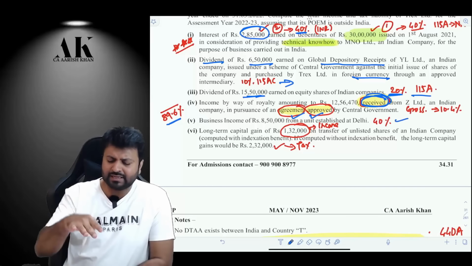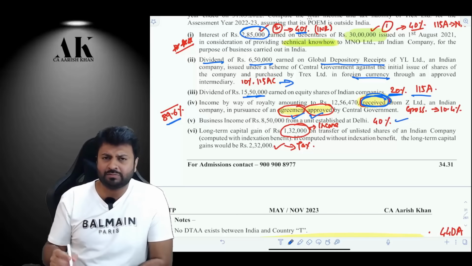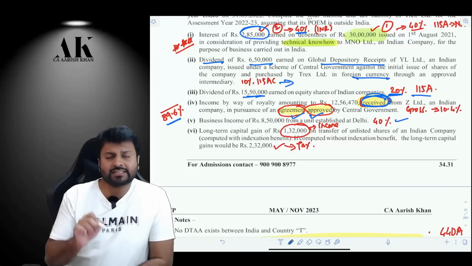Next is, you have some business in Delhi on which you are earning 8,50,000 profit, that will be subject to 40% tax. Next is a mistake done by ICI.